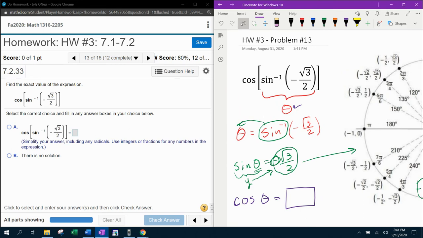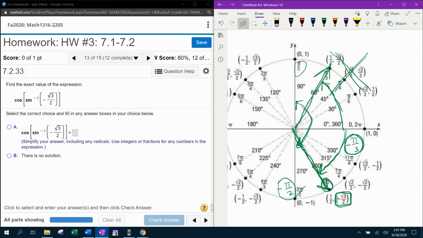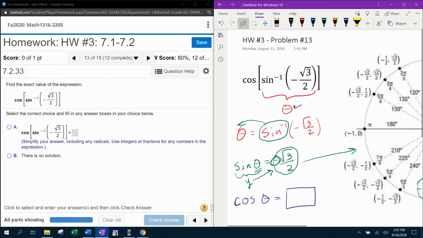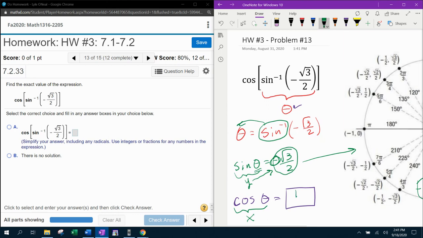Okay, so now we know theta is negative pi over 3. Now remember, we're looking for cosine of that angle. Well, in the unit circle, cosine is x. And so really all we need to do is take the x-coordinate at that angle. And that's going to be a half. That's my final answer, a half.